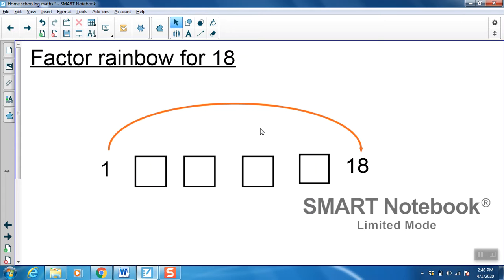4 times 6? No, 4 times 6 is 24. I feel like I'm close with that. Oh, 2 times 6. No, that's 12. 2 times 5 is 10. Oh, I've got it. I've got it.